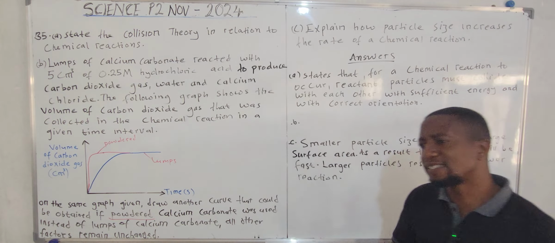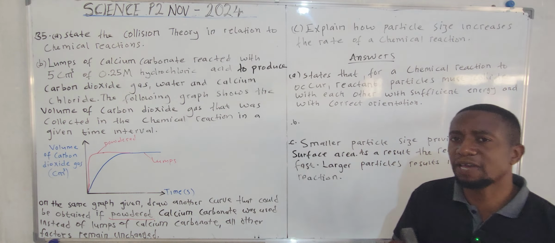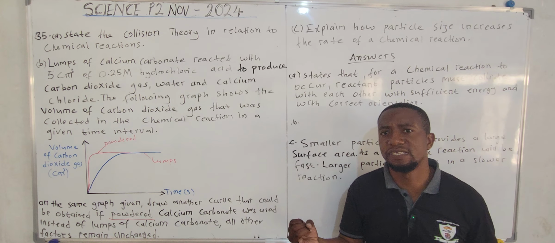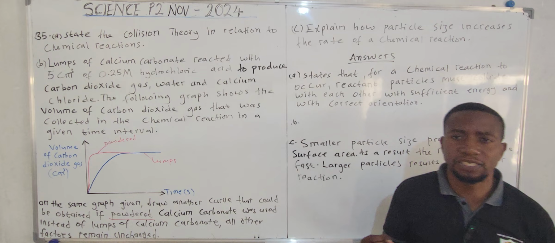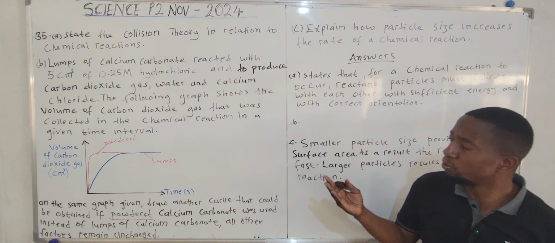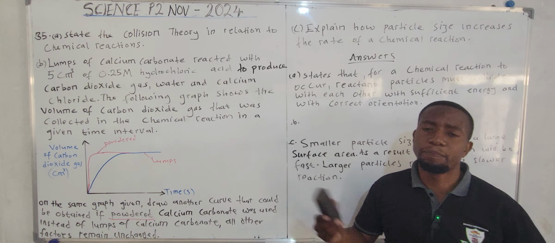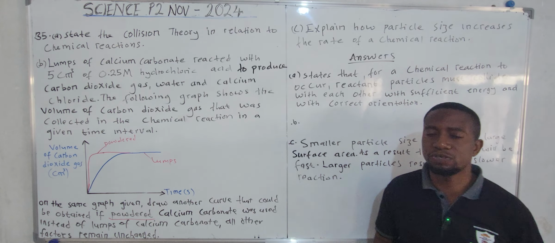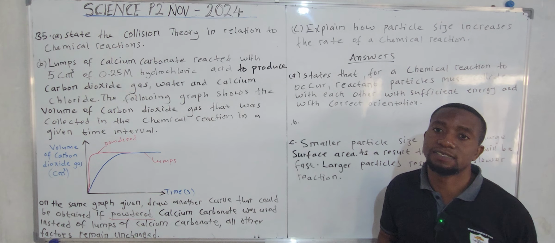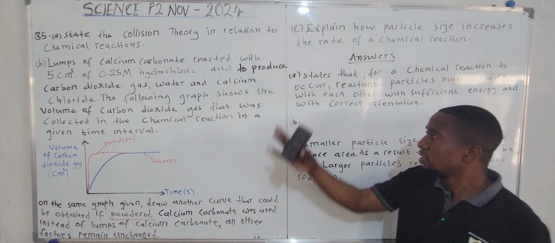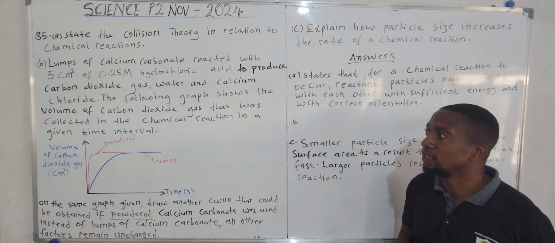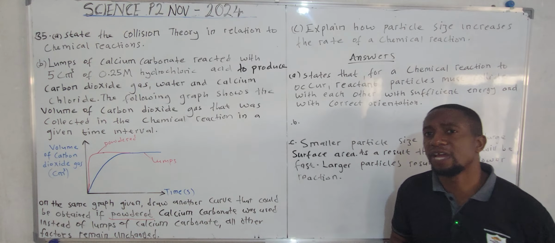So you need to understand that there are other factors that affect the rate of reaction. Apart from particle size, we also have concentration. We also have temperature and pressure, though pressure only affects if the reacting particles are in gaseous state. So this is basically what we need to understand on the rates of chemical reactions.